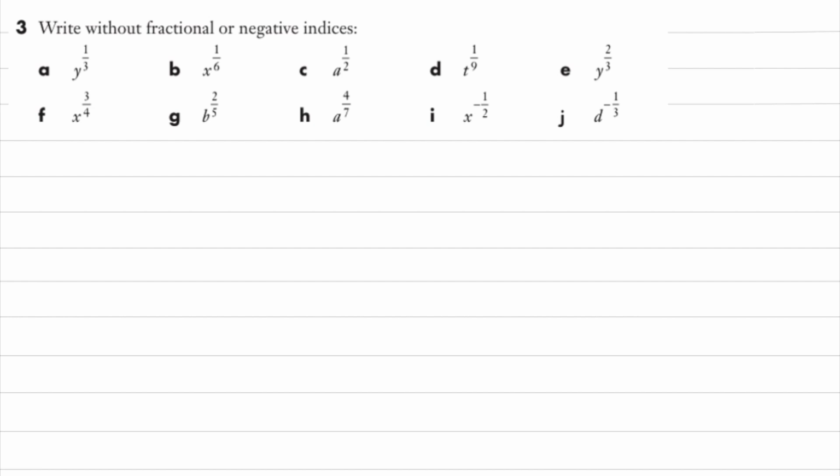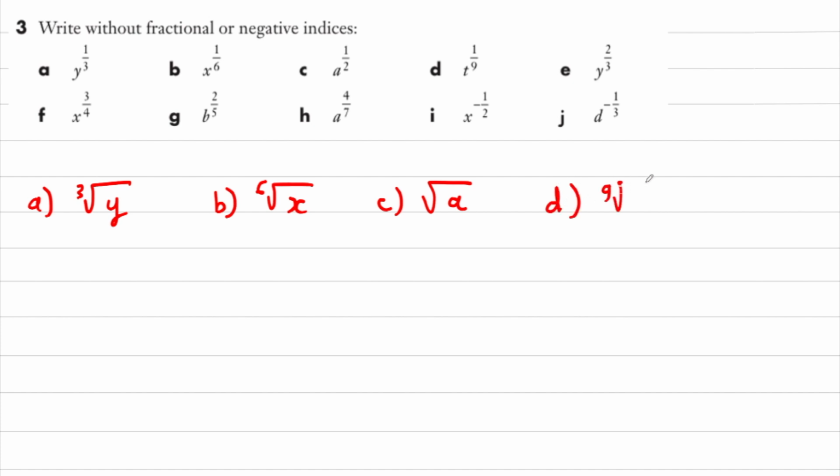We continue practice about the fractional and negative indices, and for this one we will work with variables. Exercise 3. For a, you got y to the power of 1 over 3, which means cube root of y. About b, you got 6th root of x. About c, you got square root of a. About d, you got 9th root of t. About e, you got cube root of y squared.